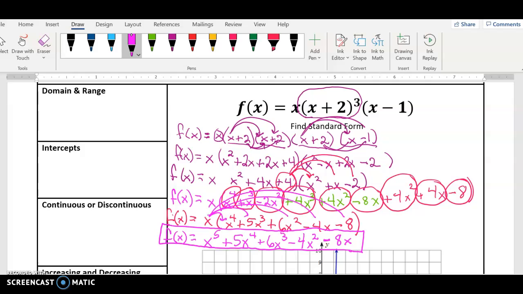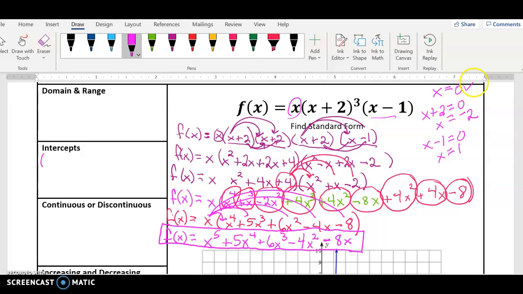All right, we can find our x-intercepts by setting each of the factors equal to 0. So if I set x equal to 0, I get 0. I know 0 is going to be an x-intercept. If I set x plus 2 equal to 0, subtract 2, I know -2 is going to be an x-intercept. If I set x minus 1 equal to 0 and add 1, I know x equals 1.